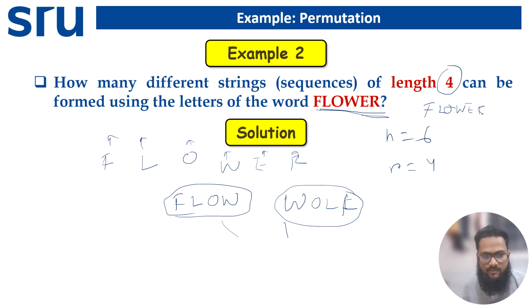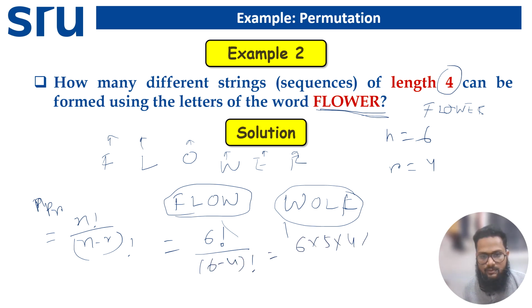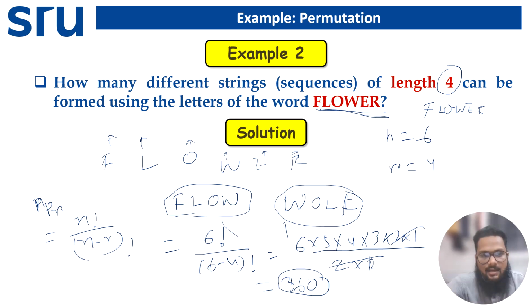If order is important, then we have to use permutation. So what is the formula of permutation with no repetition? The nPr formula is factorial n by n minus r factorial. So factorial 6 by 6 minus 4 factorial. 6 factorial means 6, 5, 4, 3, 2, 1, and this is 2 factorial, 2, 1. This will be cancelled out. So 12 into 30, which is 360. So in total you can form 360 different strings of length 4 from the word flower using permutation.